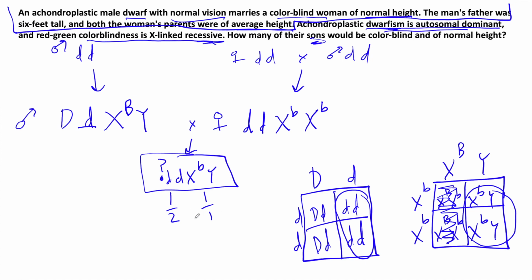Now what's the chance that both are happening at the same time? You just multiply these fractions. 1 times 1 is 1, 2 times 1 is 2. So the chance that their son is colorblind and of normal height is 1/2, or 50% chance. And that's how you would solve that problem.